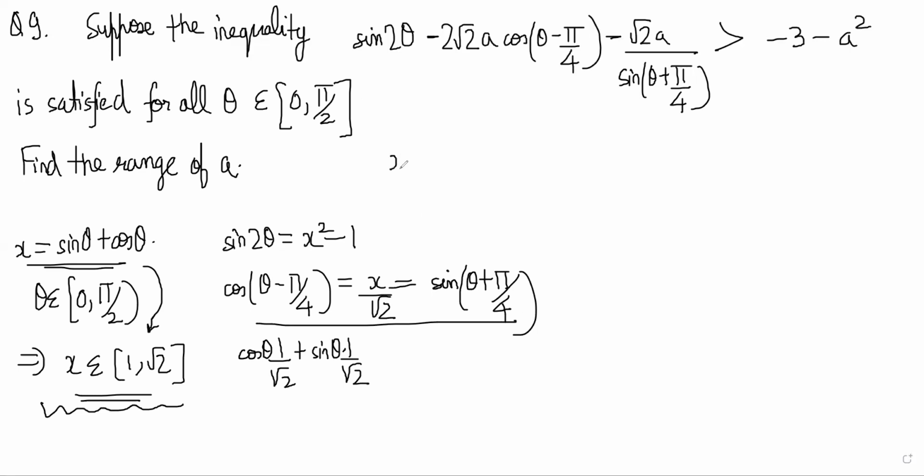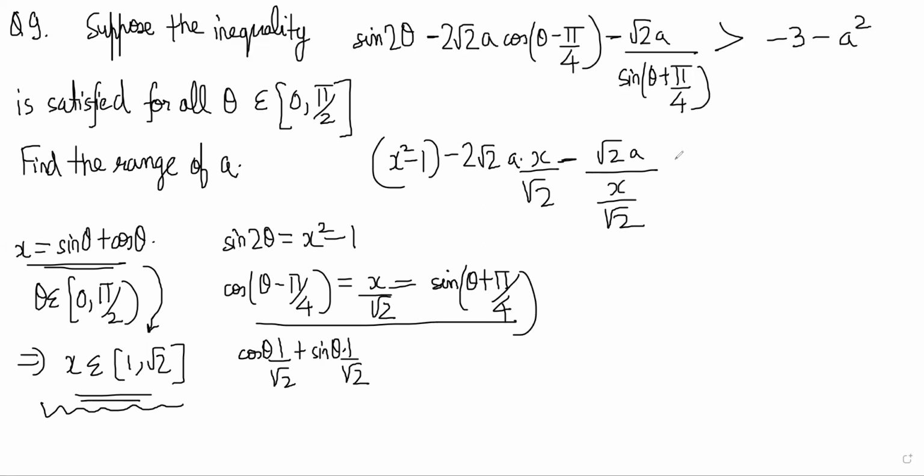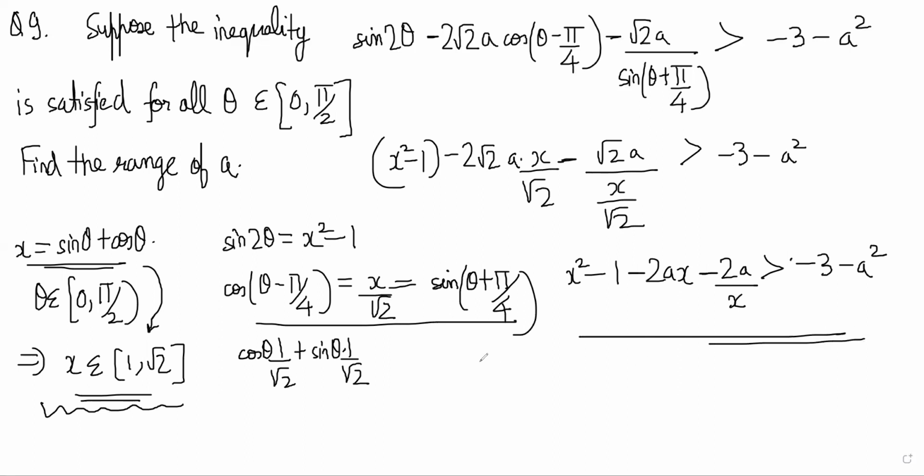And if you write it, it looks like this: x square minus 1 minus 2 root 2a x by root 2 minus root 2a by x by root 2, right? And greater than or equal to minus 3 minus a square. So if you write it again a little bit more, this becomes minus 2ax minus 2a by x is greater than minus 3 minus a square. So this is my inequality right now. Here x belongs to 1 to root 2, right? Now I rework it on the next screen.